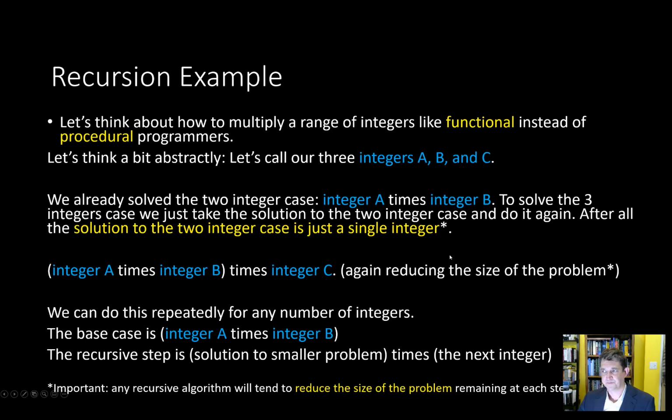So let's dig into this a little bit more. What we're going to do is break it down, and instead of start and end, we're just going to think about very small concrete problems. We're going to have 3 integers, integer a, b, and c. The base case is where integer a times integer b is our whole solution. In our recursive step, we're going to go another step further and multiply that by integer c. Now we can do this repeatedly for any number of integers. We can apply this recursive step over and over again. So here's our base case, integer a times integer b, times integer c, that's a recursive step. But we could apply that recursive step again and multiply by integer d.